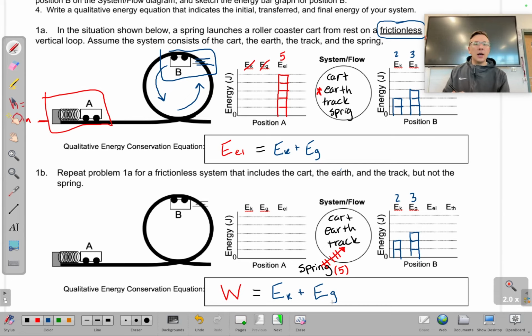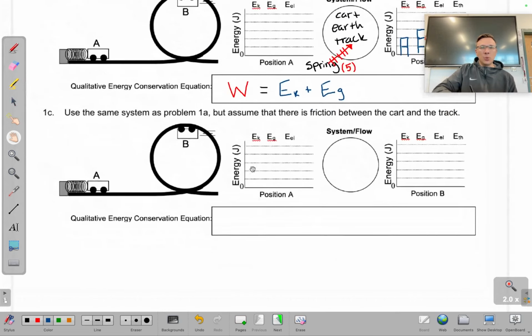Okay, so again, essentially the same problem, different perspective, either elastic energy being transferred to kinetic and gravitational, or we would say, if the spring is not part of the system, that work was done by the spring on the cart, and the cart then gains energy as a result. Okay, let's go ahead and move on to problem 1C.